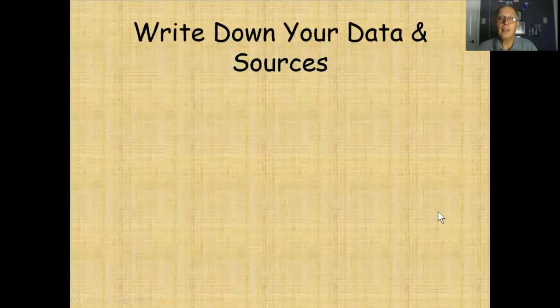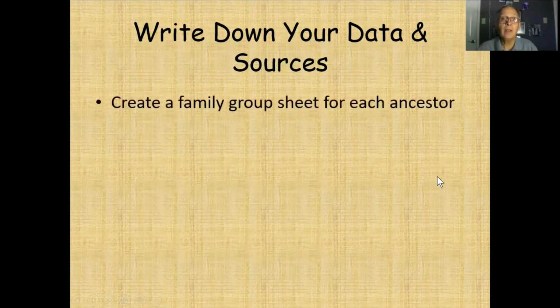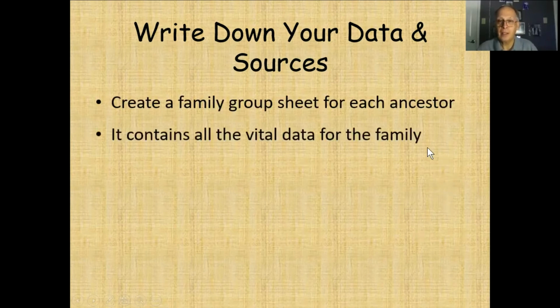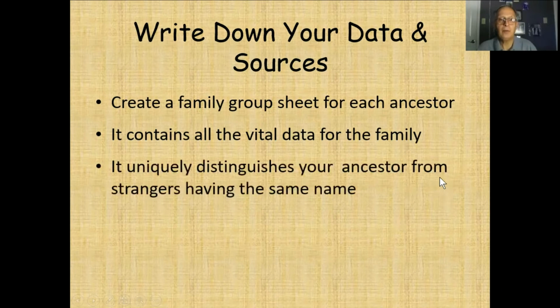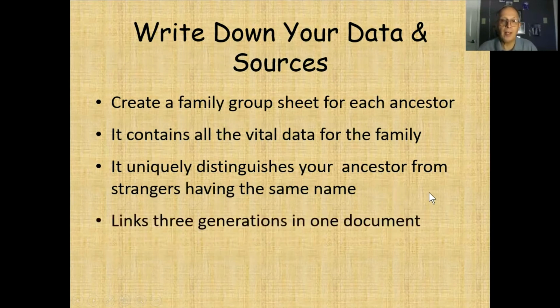Write down your data and sources. You're going to start developing a lot of information, and you need to organize it in a manner that you can use. So create a family group sheet for each ancestor. It contains all the vital data for the family, including the parents of the parents, and the kids, and often the person they married, if you have it. It uniquely distinguishes your ancestor from strangers having the same name, and links 3 generations in one document.